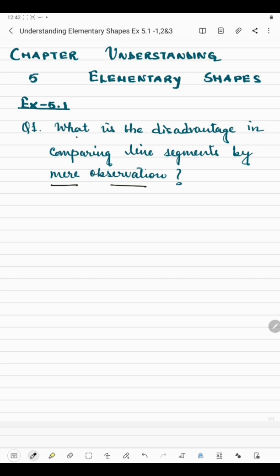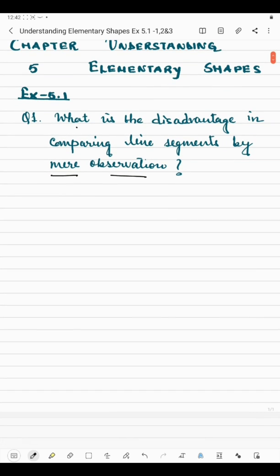So here, if we suppose we have two line segments, there may be a chance of error due to improper viewing. Like when we compare two line segments of almost the same length, suppose this is one line segment and this is another line segment. It is difficult to measure, so we cannot be sure about the line segment of greater length, right? Therefore it is not appropriate when we compare two line segments with a slight difference between their lengths. Okay, so by mere observation we cannot compare line segments with a slight difference.